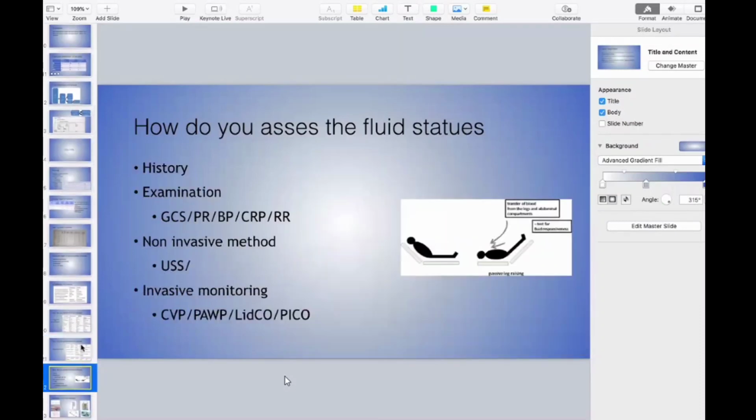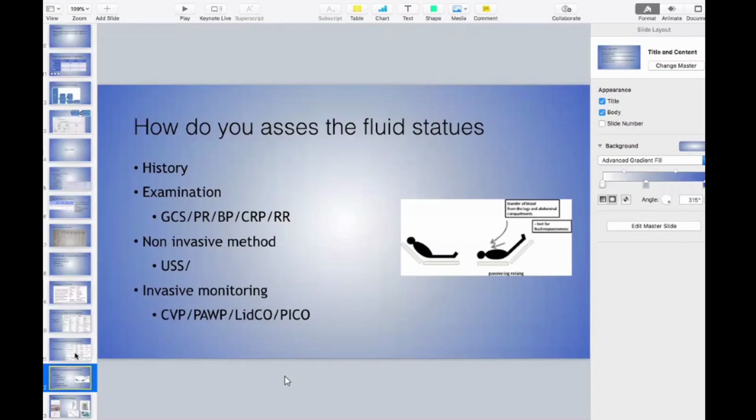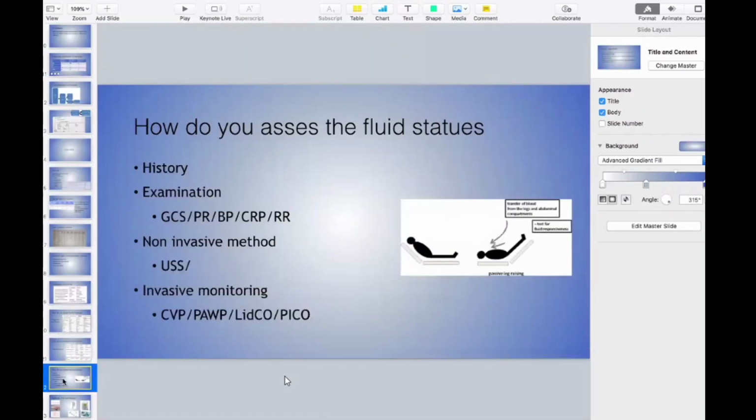Now assume that we have started fluid. We have to decide when to stop and how fast to go. Again you use these clinical features to assess what is happening to the patient. If the patient is complaining of thirst, after your fluid resuscitation the thirst will improve. The conscious level will also improve.